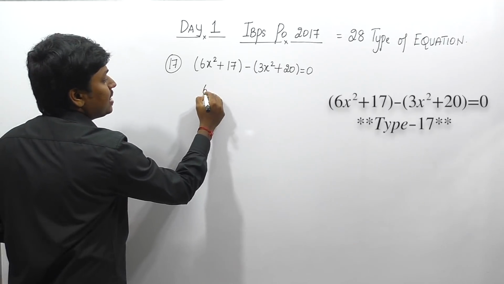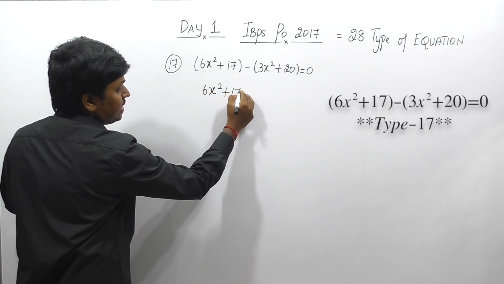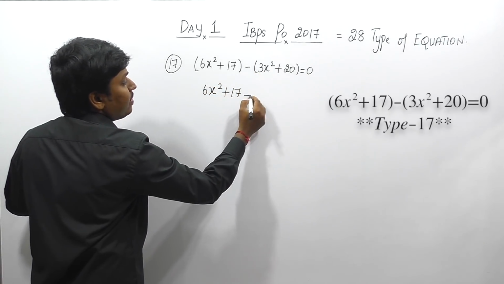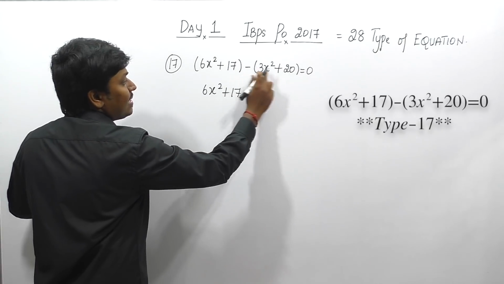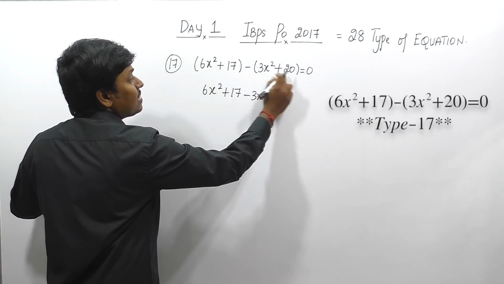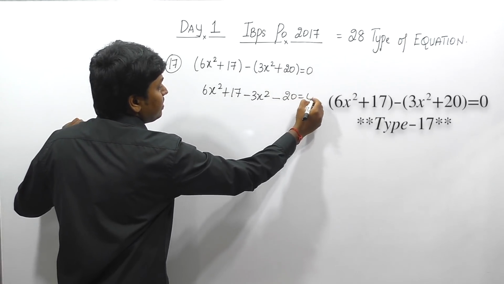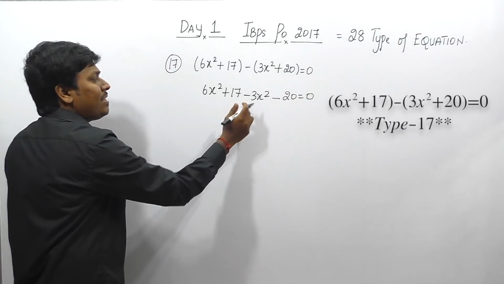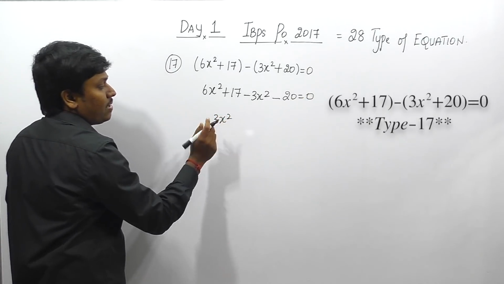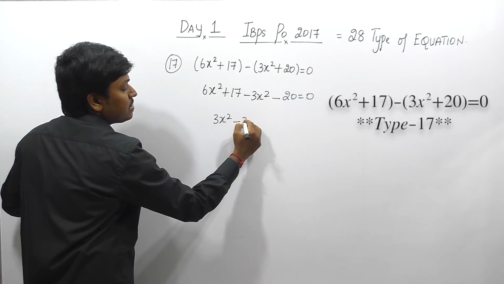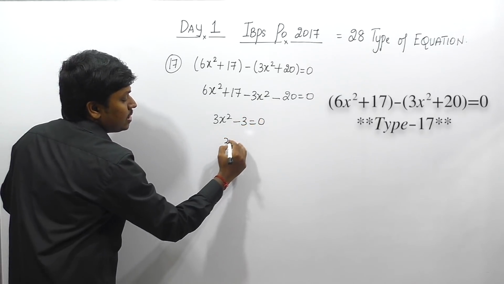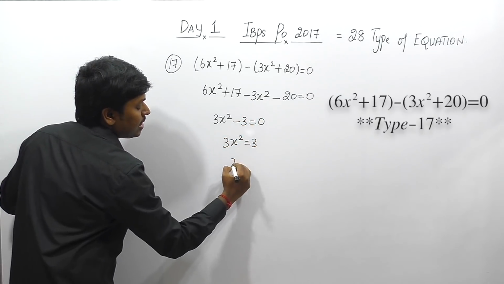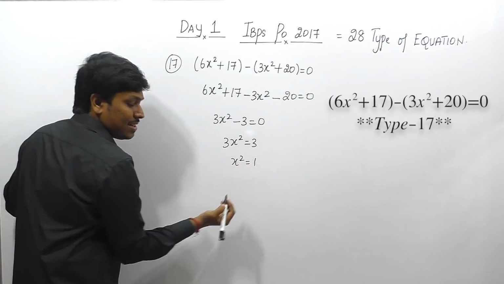So this becomes 6x² + 17 − 3x², so minus into plus will be minus, minus into 20 will be −20, is equal to 0. So 6x² − 3x² becomes 3x², and 17 − 20 becomes −3, is equal to 0. So 3x² is equal to 3, and x² is equal to 3 by 3, the resultant will be 1.